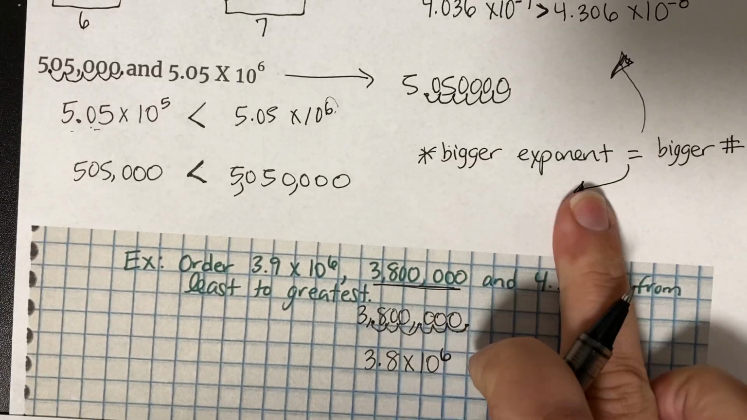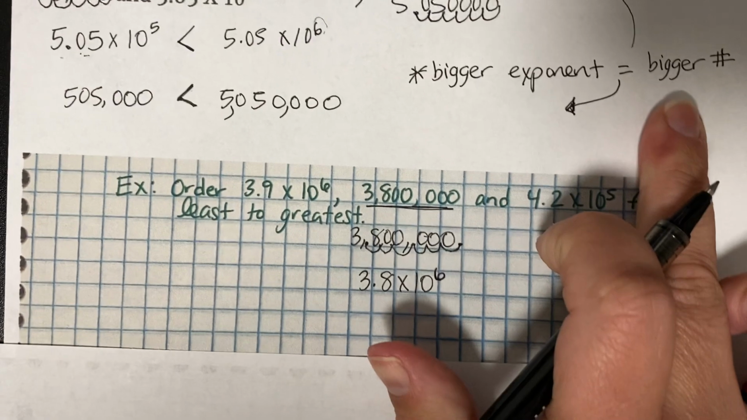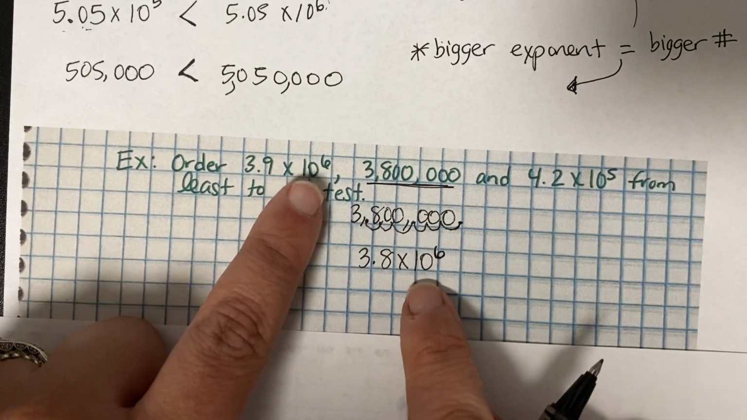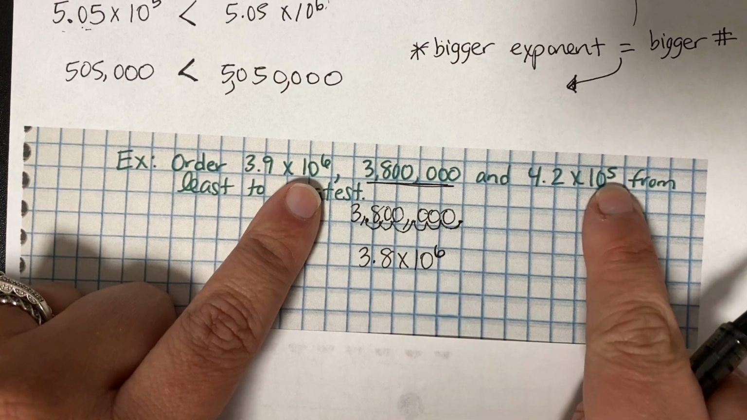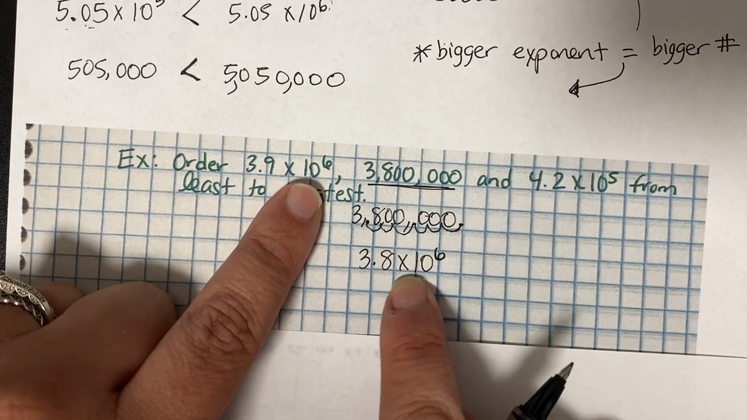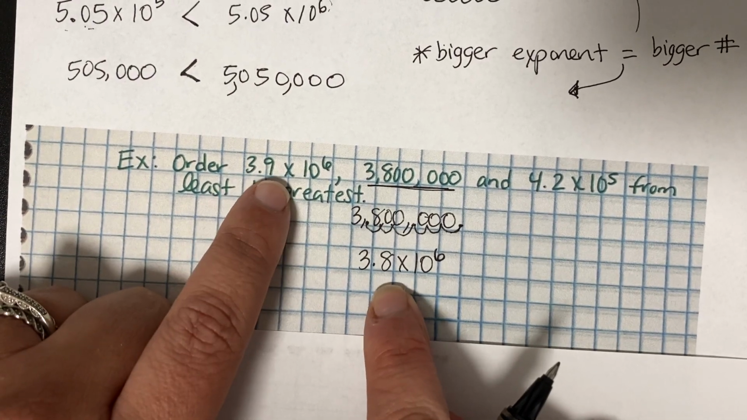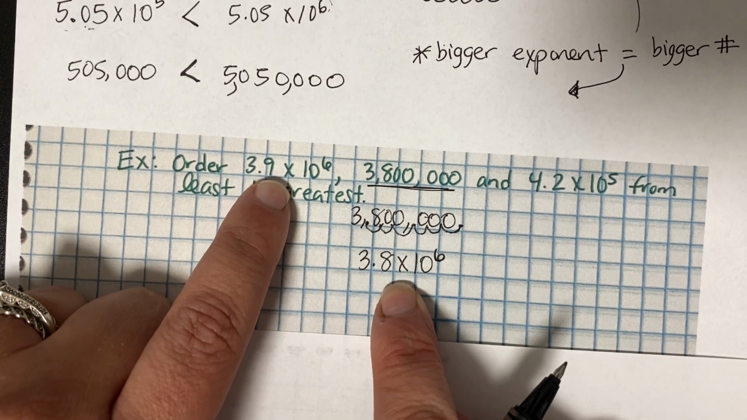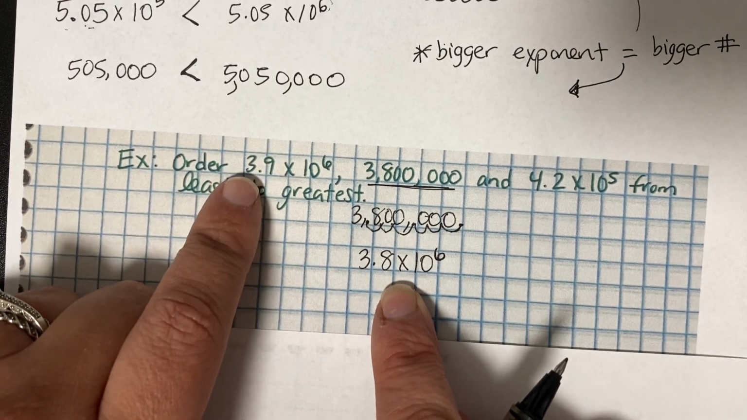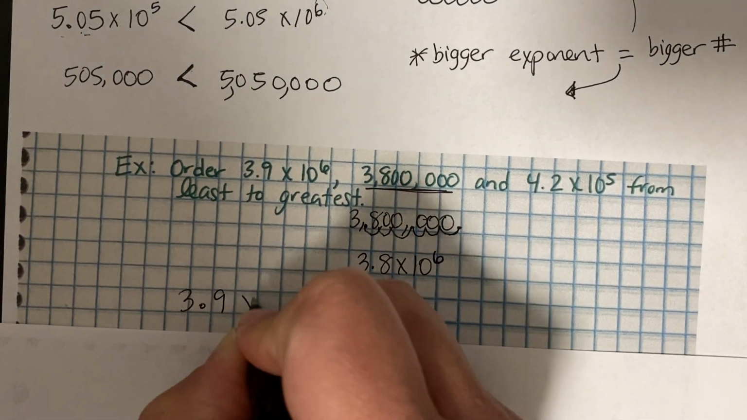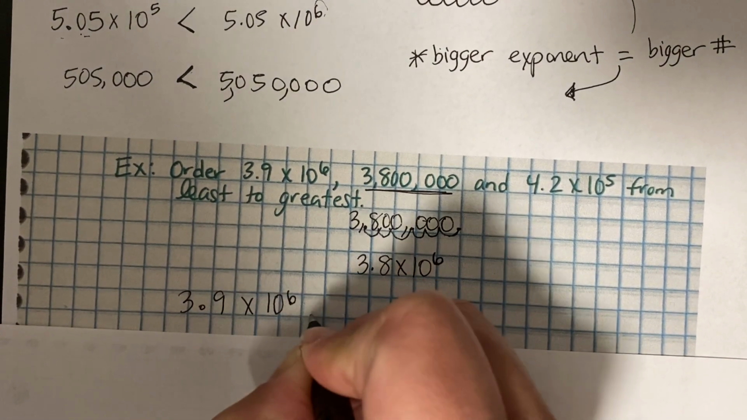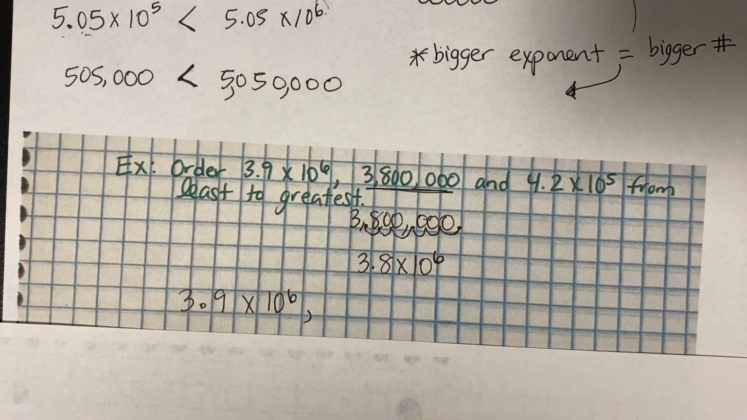Okay, so let's look at our rule from before. It said bigger exponent means we have a bigger number. So these two have a bigger exponent, so let's start with them because this one's only a 5. Okay, which number, 3.9 or 3.8, which one's bigger? 3.9 is a little bigger. So 3.9 times 10 to the 6th, that's the biggest number.